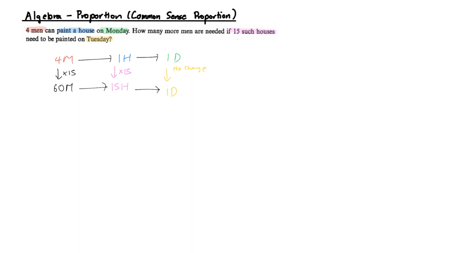Okay, so now most of the students will just say 60 men here and they call it a day. That's wrong because you have to read the question properly. They ask you for how many more men. So the additional men will be the new amount of men that we have minus the old amount of men, which is 4. So this is 56 more men. And that's how we get the answer. All right.